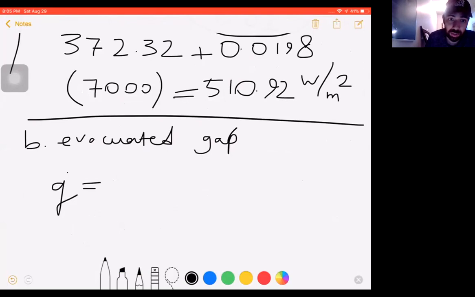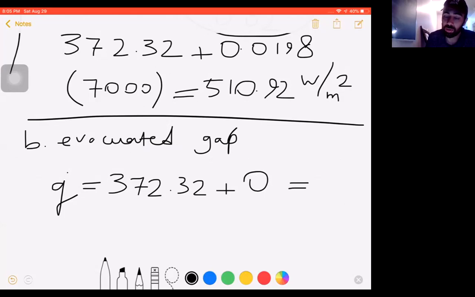the heat transfer rate will be equal to the radiation section, which is the same, and the conduction term is equal to 0 because the K for evacuation is equal to 0. There is no substance or material to fill that space up, so there is no conduction. That will be equal to 372.32 watt over meter squared.